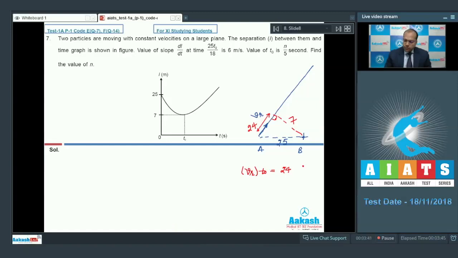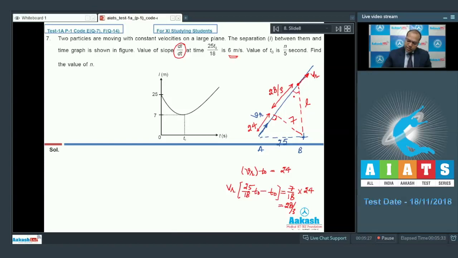At time 25 t naught by 18, let particle A be at this position and this is B. At that instant, this is the separation L between them, and dl by dt at this moment is 6 meter per second. The relative velocity is in this direction at that moment. This separation would be Vr into 25 by 18 t naught minus t naught, which is equal to 7 by 18 into Vr t naught, and the value of Vr t naught is 24. Solving, it comes out to be 28 by 3 meter. So this separation is 28 by 3.